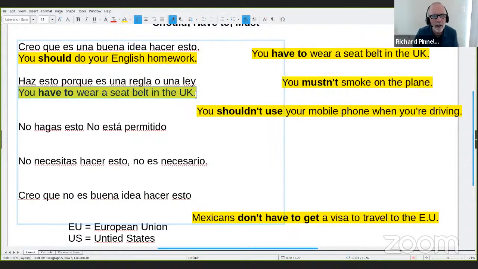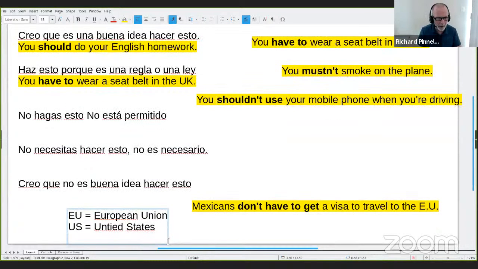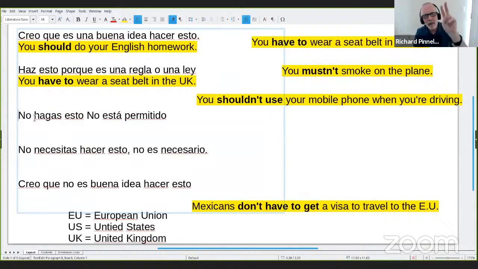In the UK, UK is United Kingdom, Reino Unido in Spanish. So in the United Kingdom, it's a law, es una ley. Okay, hay que poner el cinturón de seguridad en el coche. So ya tenemos dos reglas.